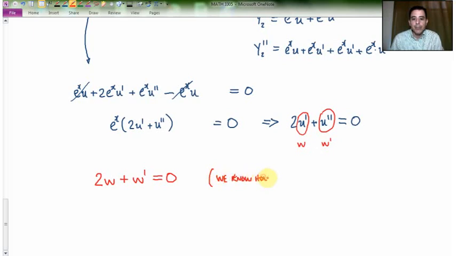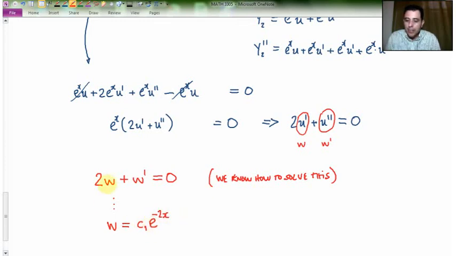We know how to solve this. You can use separation of variables, linear, any of the other previous methods that we used before, because it's linear and first order. Let me give you the solution for w. So w here would be a constant c1 e^(-2x). You can check that, you can solve that and see it will look like that.